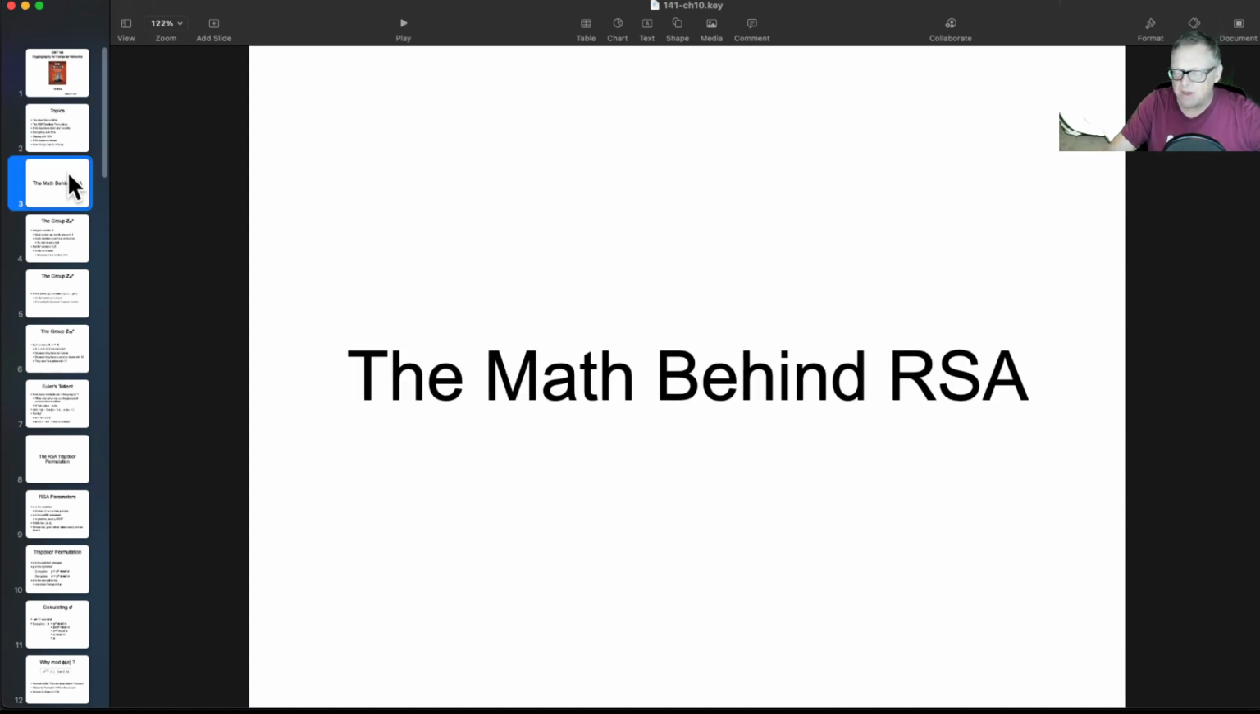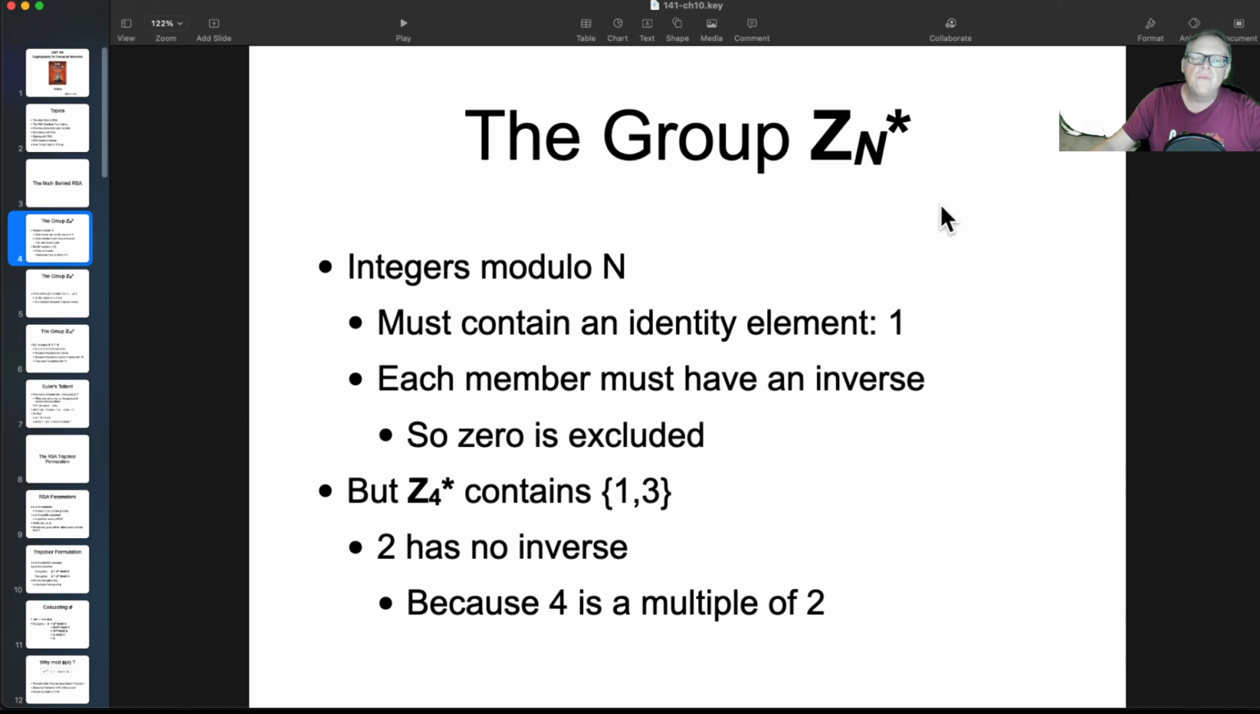So here's the math. You have to understand what a group is. We talked about this before, but here's how it goes. The group Zn is integers modulo n. Now, in order to be a group, a set of numbers has to have this property. And by the way, they don't really have to be numbers, but we're only going to use numbers, so that'll do for tonight. You have to have an identity element, like 1, and each member must have an inverse. So you can't have a 0, because 0 times something, there's nothing you can multiply by to get back to the original something. 0 destroys information.